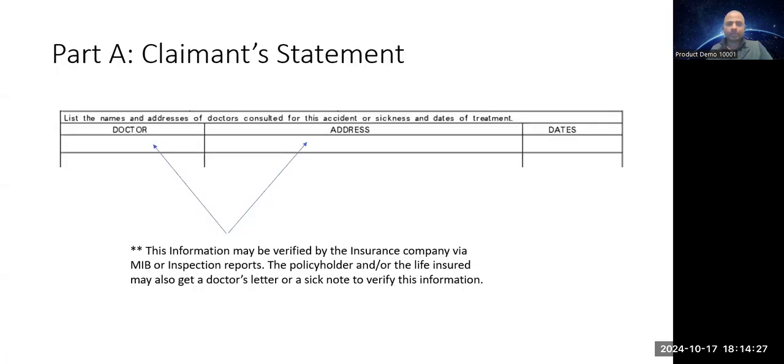This information may be verified by the insurance company via MIB or inspection reports. The policyholder on the other side can check on this information via a doctor's letter or a sick note, so they may verify this information using a doctor's letter or a sick note for this condition.